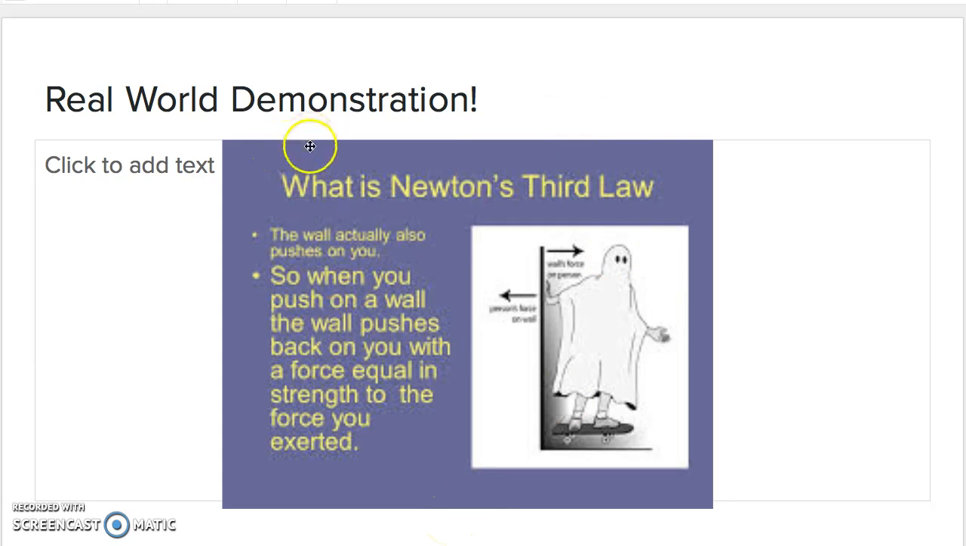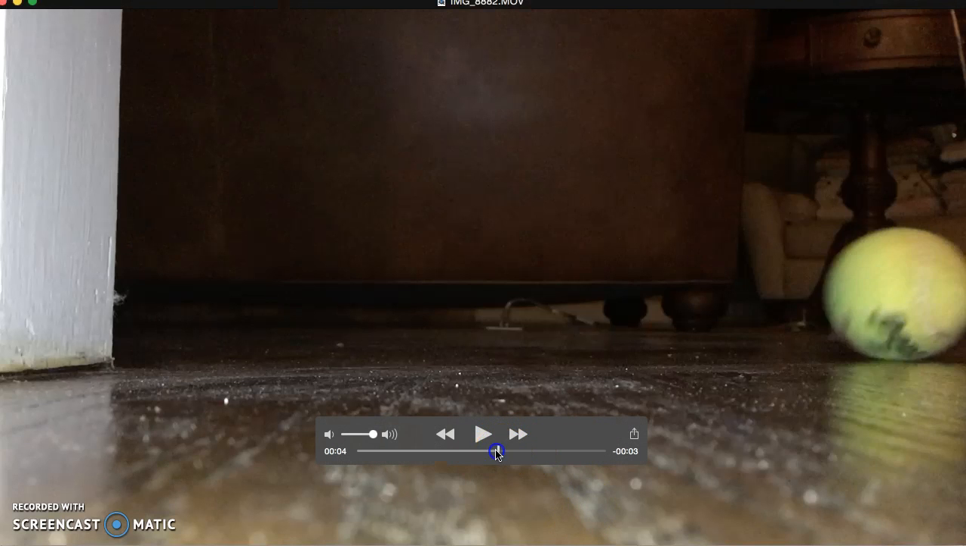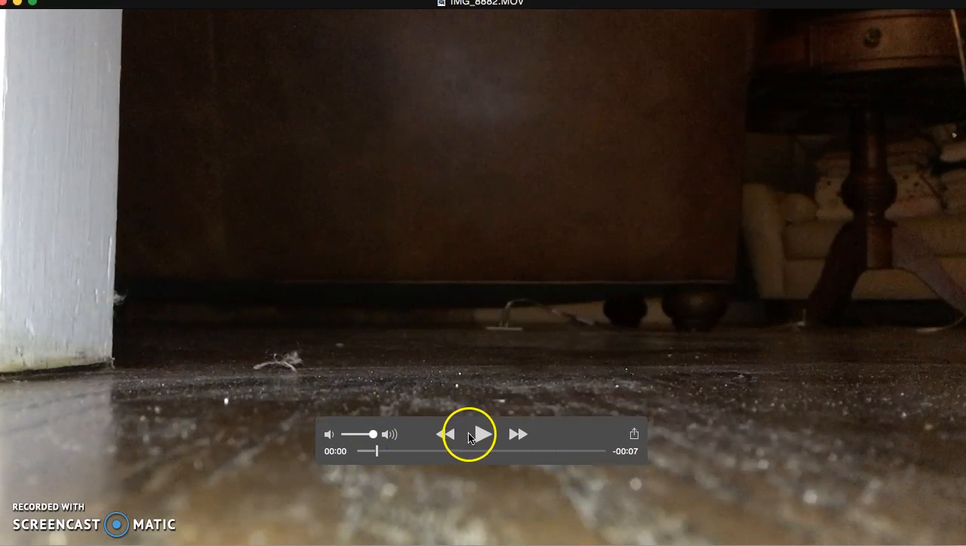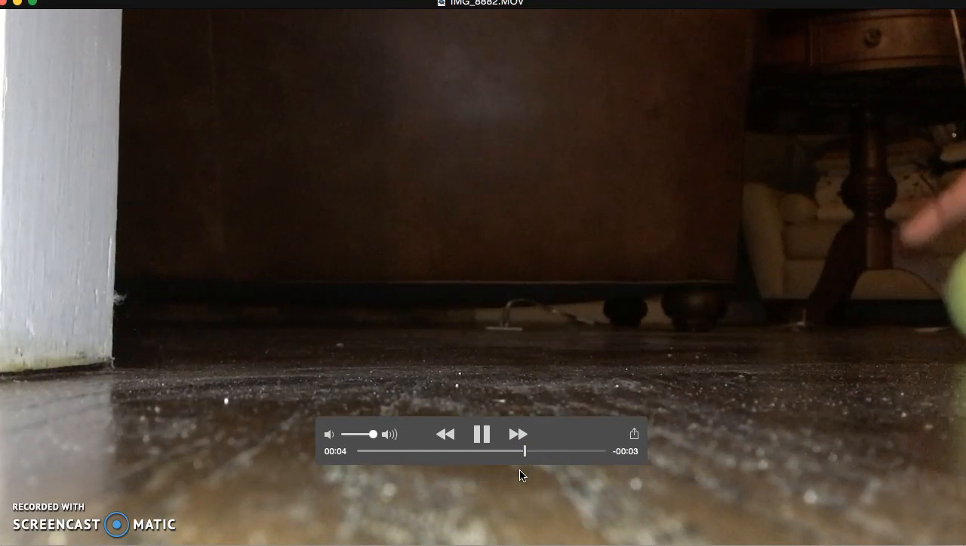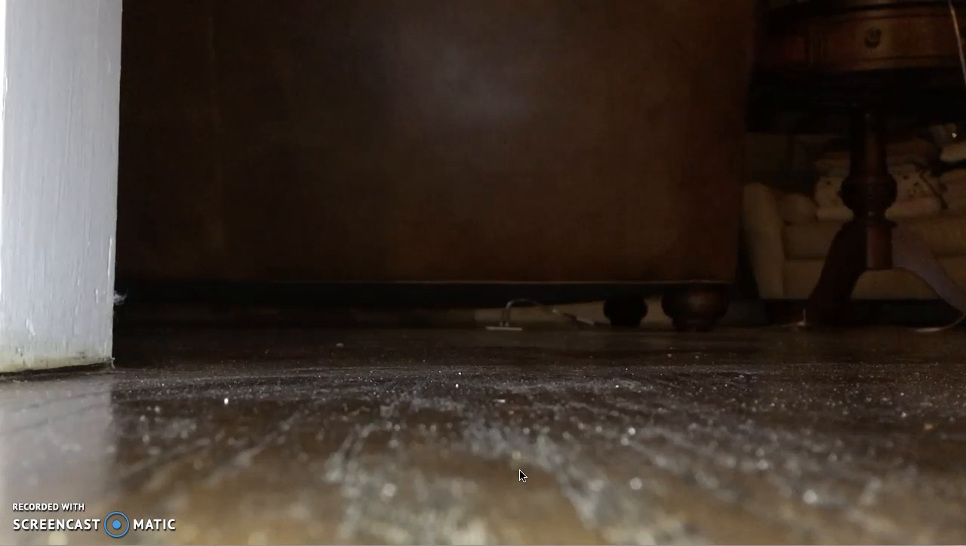Well, this is because of Newton's third law. When you push on a wall, the wall pushes back on you with a force equal in strength to the force that you exerted. We can watch this again and picture that same thing, right? When you push it, it goes back at about the same speed. Of course, there's the forces of friction acting upon it, so it's not going to be exactly the same.